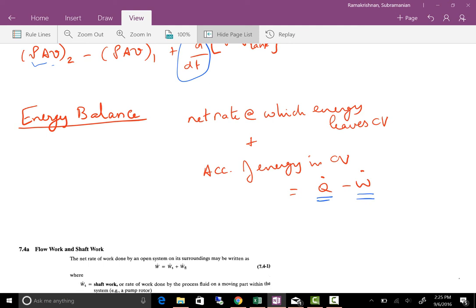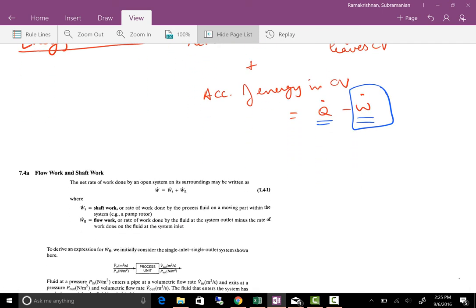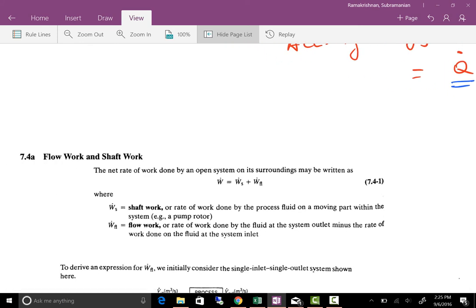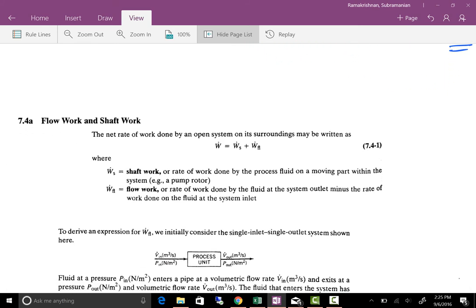So let's first look at this work term W dot. W dot is the rate at which the system does work on the surroundings. So what are the two kinds of common work terms? This is directly from your mass and energy balance book. There are two types of commonly encountered work terms. This is the shaft work and that's the flow work. The shaft work is the rate of work done by the process fluid on a moving part within the system. For example, a pump rotor, right? So when you have a pump rotor, then the surroundings does work on the system, and according to our sign convention, it is going to be negative.